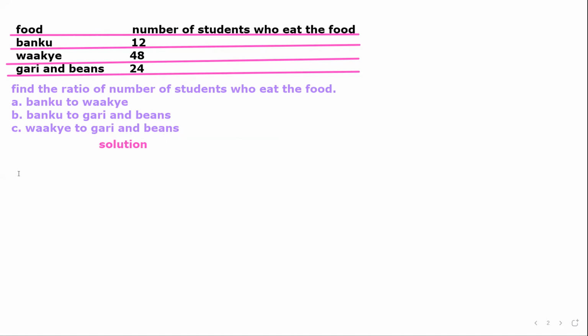Now, the A is Banku to Wache, which is the same as Banku to Wache mathematically. This is how it's supposed to be. Okay. Good.